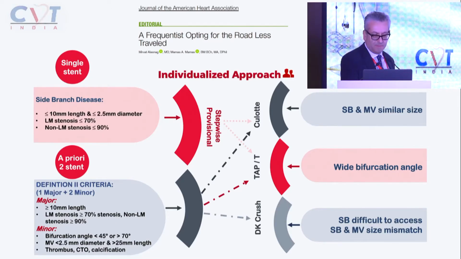If it's simple, then probably go for a provisional approach. If it's complex, I think a 2-stent approach. I don't think a DK crush is one size fits all. There are many other techniques, and you should very much individualize it depending on the characteristics of the main vessel and the side branch, angulation, and so forth.